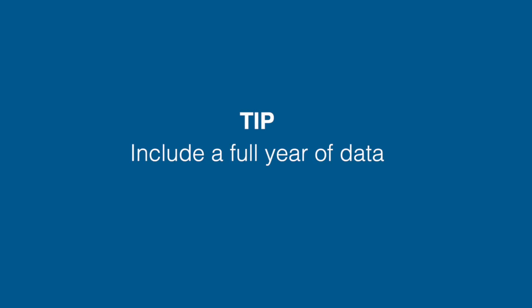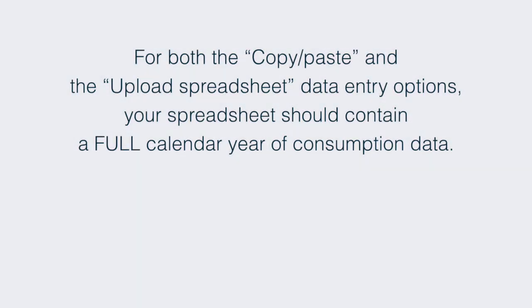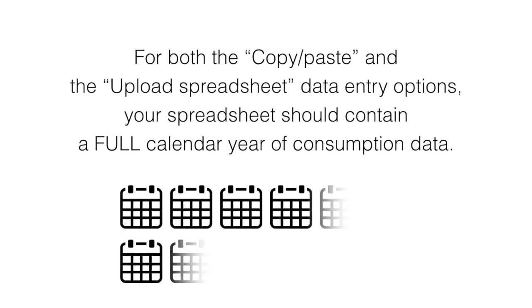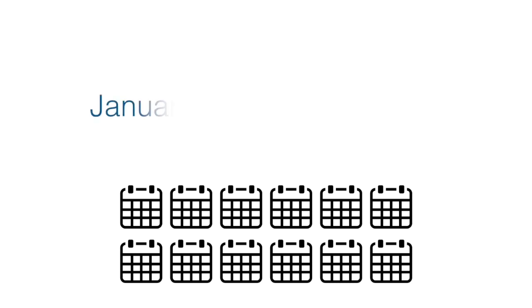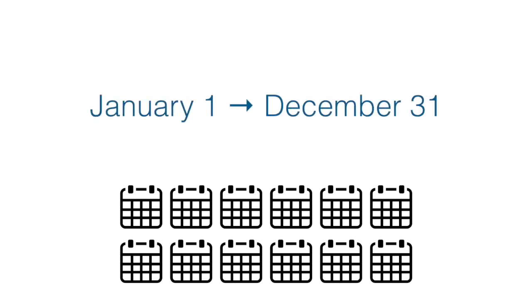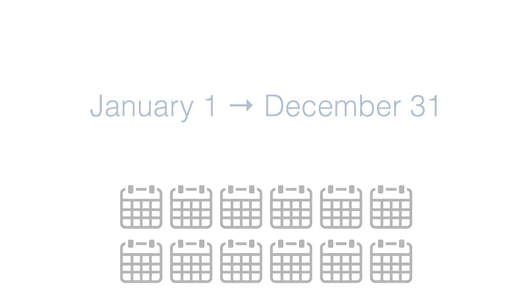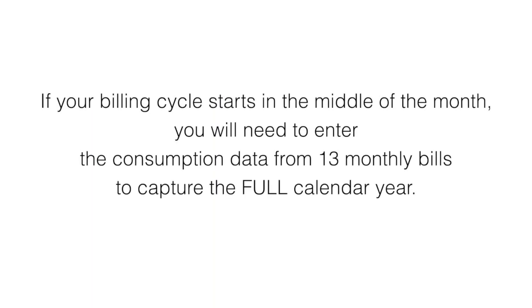Include a full year of data. For both the copy and paste and the upload spreadsheet data entry options, your spreadsheet should contain a full calendar year of consumption data from January 1st to December 31st. So, if your billing cycle starts in the middle of the month, you will need to enter the consumption data from 13 monthly bills to capture the full calendar year.